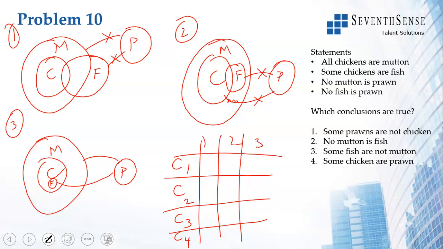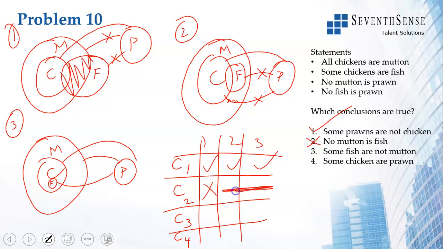Some prawns are not chicken. There's no overlap between prawns and chicken, right? So if you see, some prawns are not chicken, true. Some prawns are not chicken, true. Some prawns are not chicken, true. So this is true in all the 3 drawings. So hence conclusion 1 is true. No mutton is fish. If you see here, this mutton is fish. This is false here. So this conclusion is false.